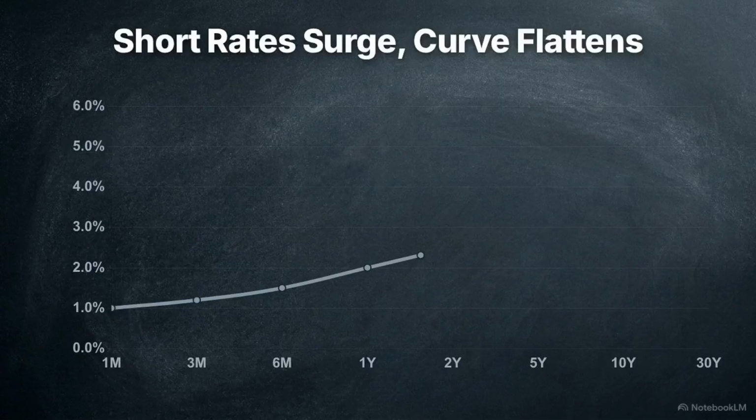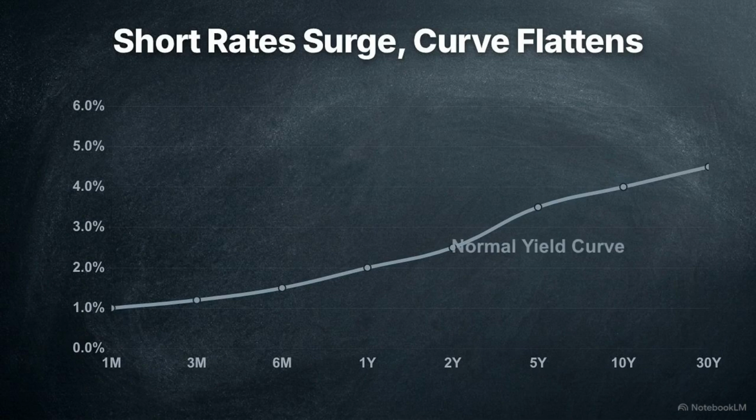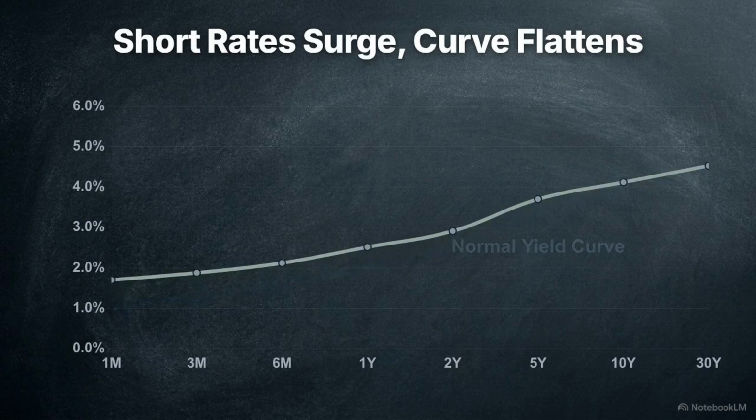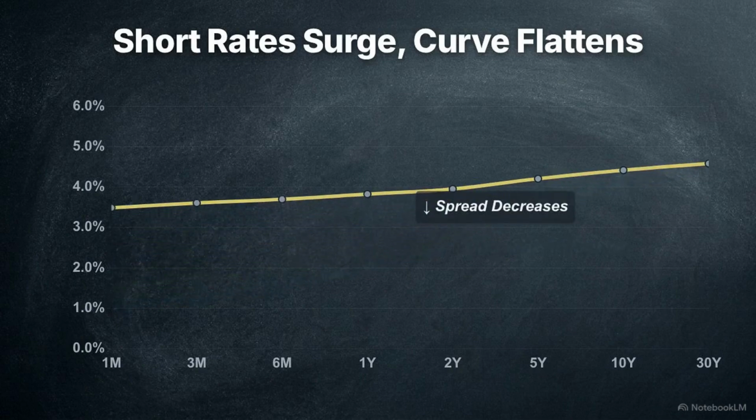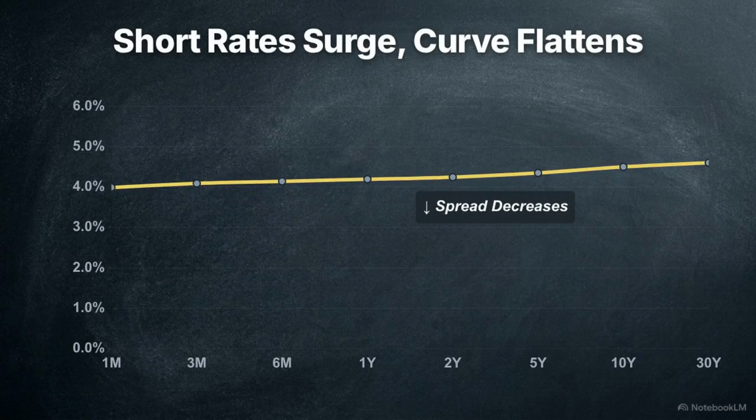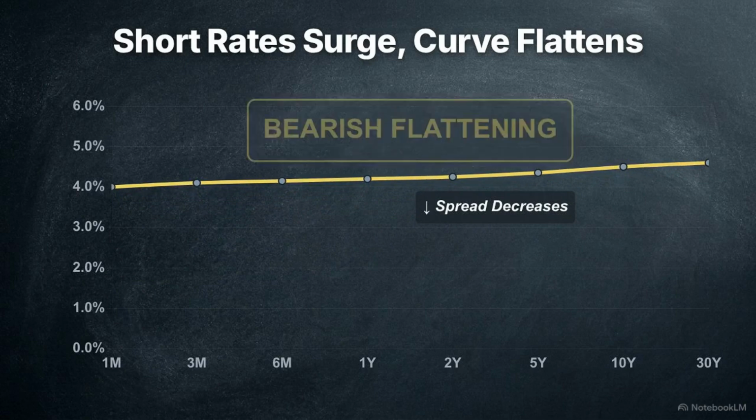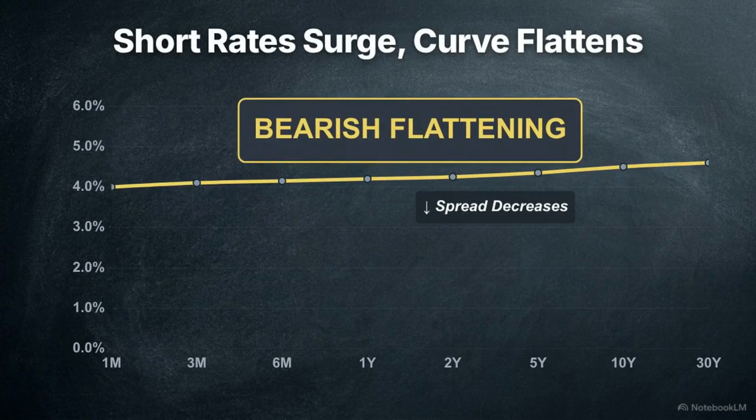Take a look at this chart showing a normal upward-sloping yield curve. When central banks intervene to combat inflation, the short-term rates on the left side of the curve shift upward. Because the spread between the long and short rates decreases, the curve flattens. This specific movement is called a bearish flattening.